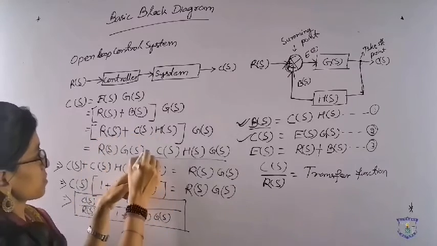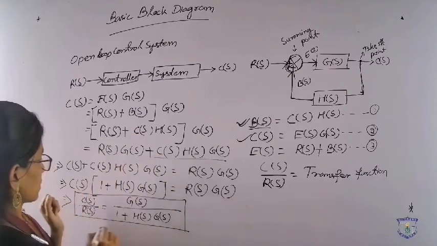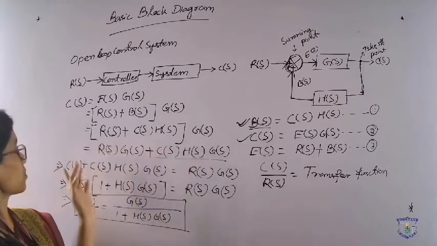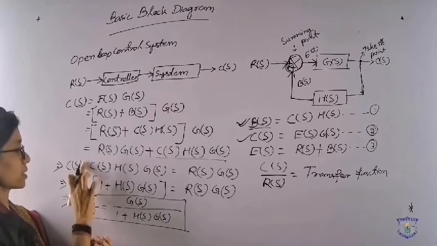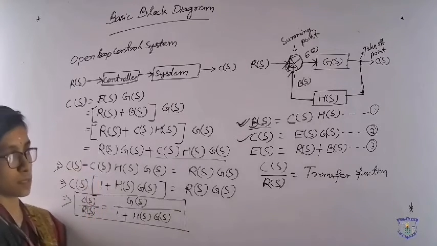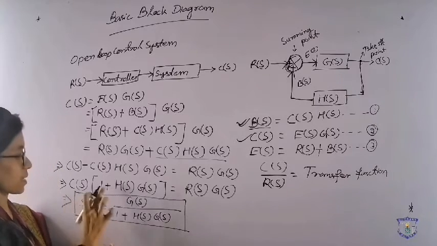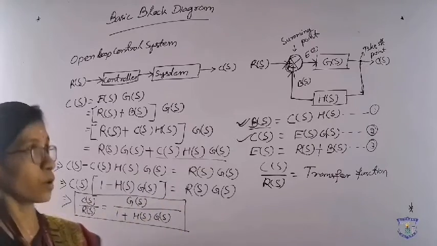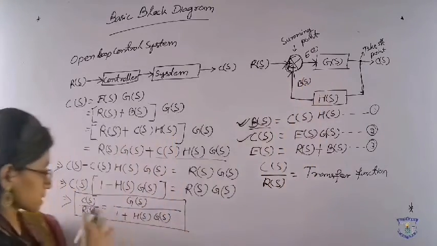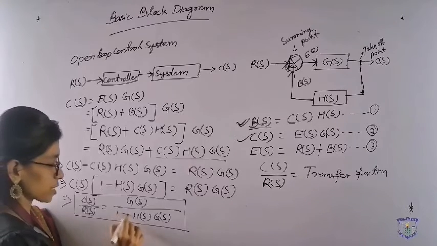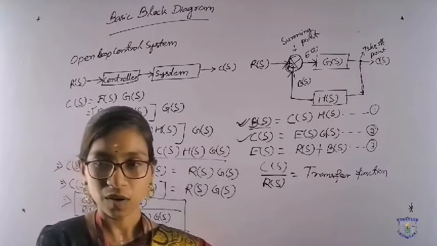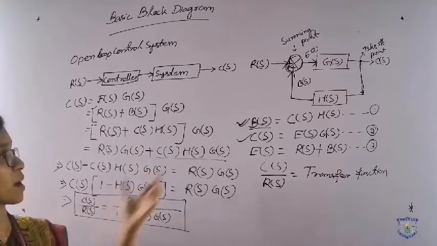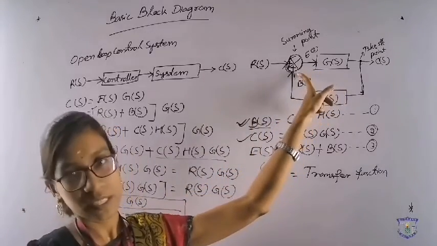All these minus terms will become plus. So if this will become plus, this factor will come to the other side. Now, this part will become minus. So what I will get here is 1 minus H(s) into G(s). So when the feedback is positive, this expression will become minus. This is how I can get the transfer function of this block by taking positive feedback.